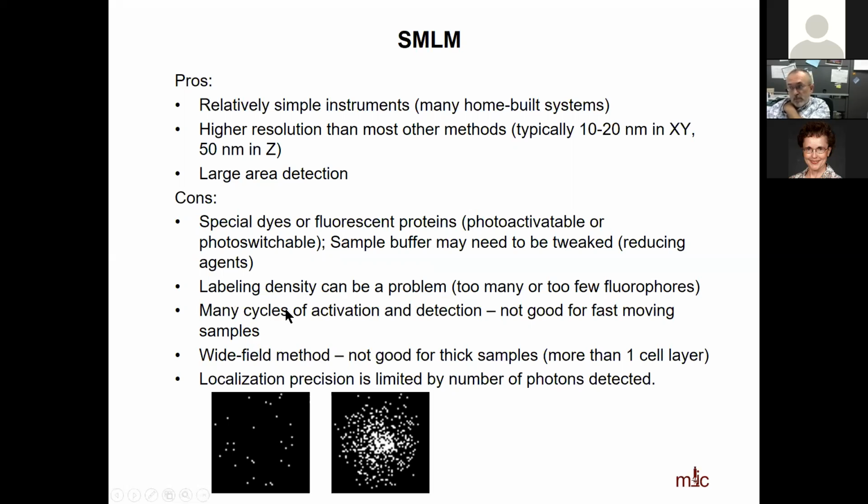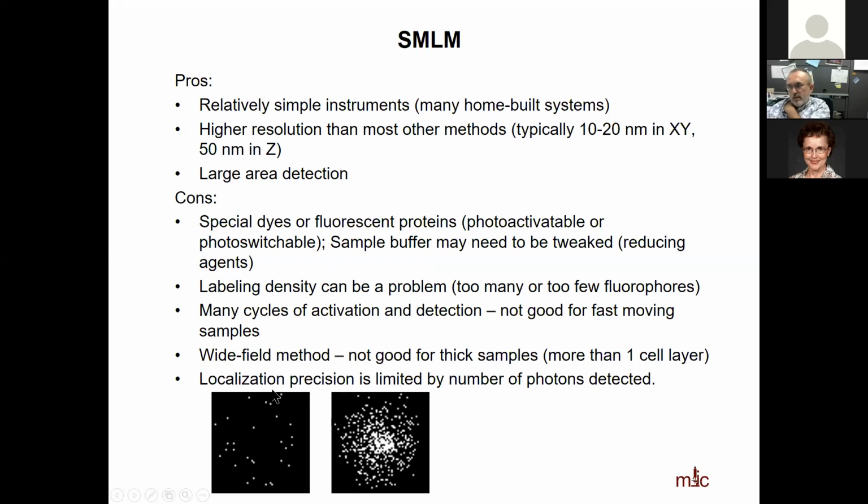And because you have to do many cycles of activation and detection, if your sample is moving fast, it's not going to work very well. And it's a wide field method, so it's not terribly good for thick samples. But of course, you could nowadays use maybe a light sheet microscope and do that. And the localization precision is limited by the number of photons detected. So if you detect only a few photons, you have a big uncertainty about exactly where that molecule is, while if you can detect lots and lots of photons, you have much better localization precision.